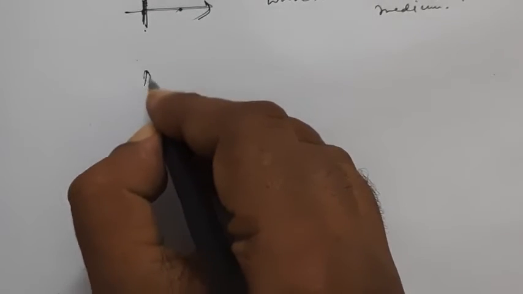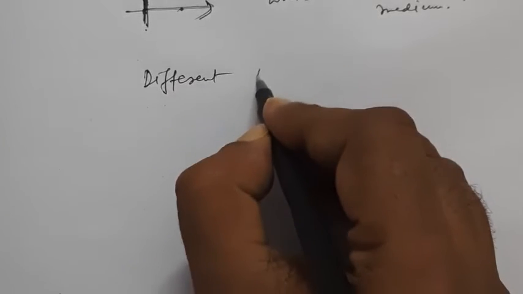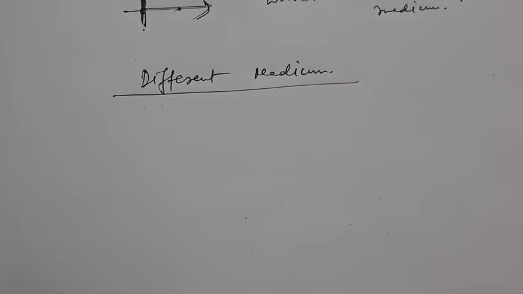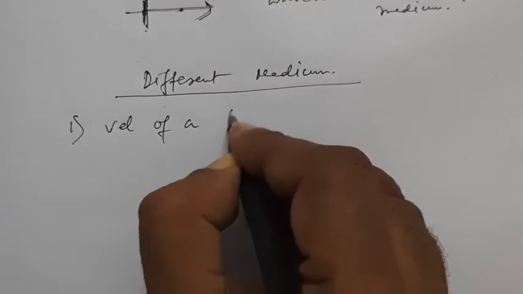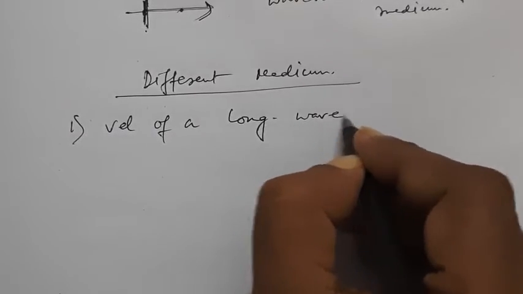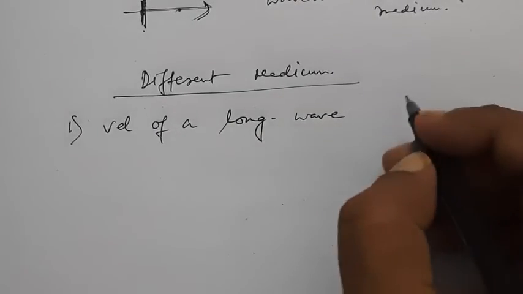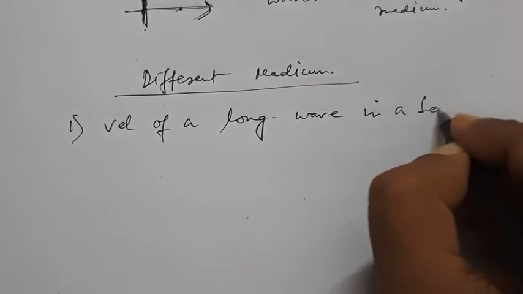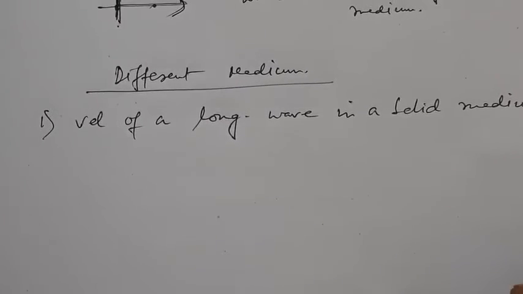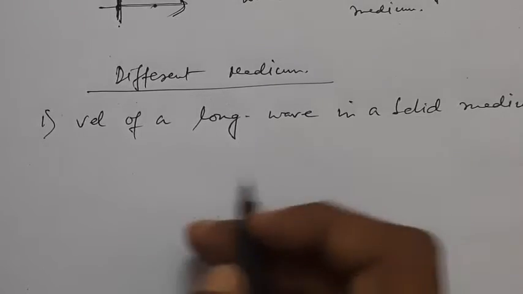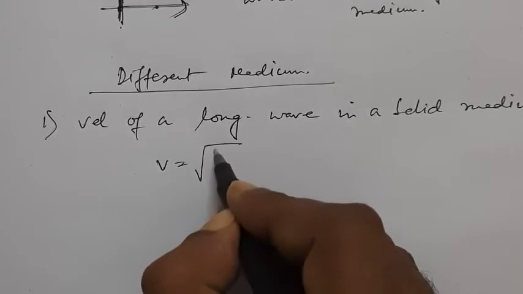Now, velocity of progressive wave in different media. So if you consider different media, how to write the equations of the velocity of either transverse or longitudinal wave. Now first one, we can write velocity of a longitudinal wave, I am writing in short, velocity of a longitudinal wave in a solid medium. Now solid medium, it can expand only in one direction, so Young's modulus of the medium comes into play. So V is equal to square root of Young's modulus by rho.